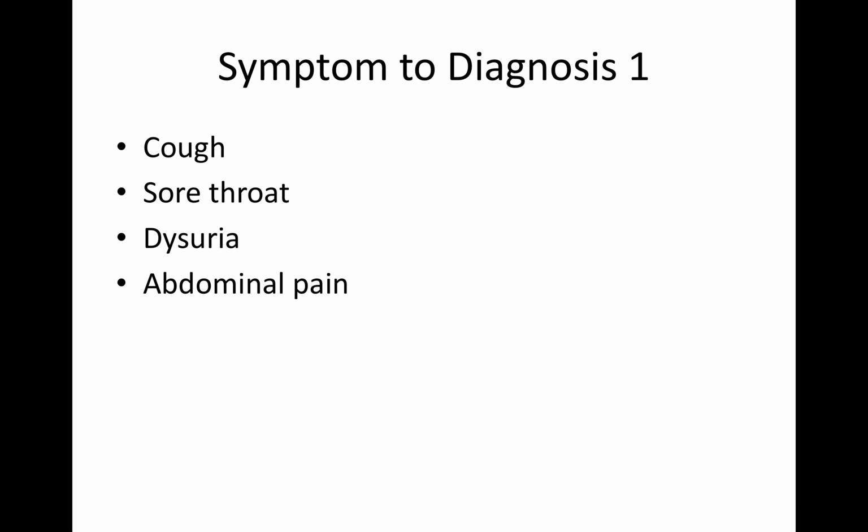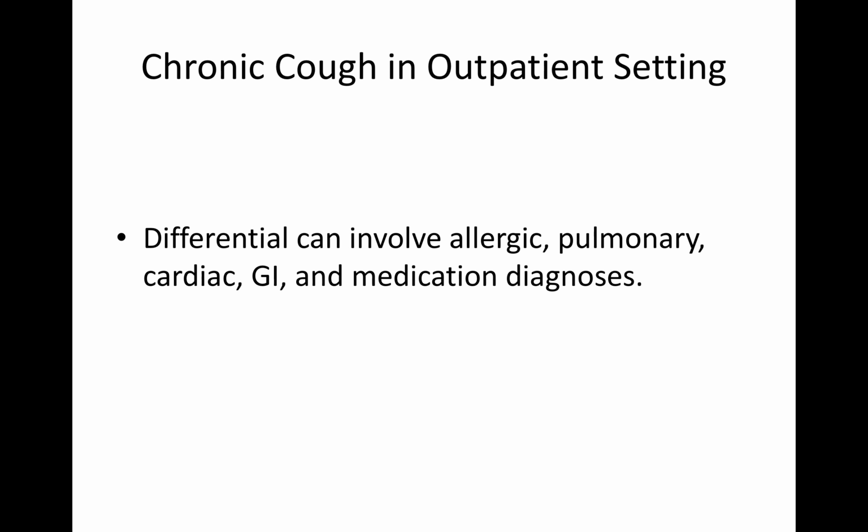Okay, so that's the exam blueprint that you know about. First, let's start with the symptom to diagnosis. What are we going to cover in the final from this? We're going to cover 4 topics: cough, sore throat, dysuria, and abdominal pain.